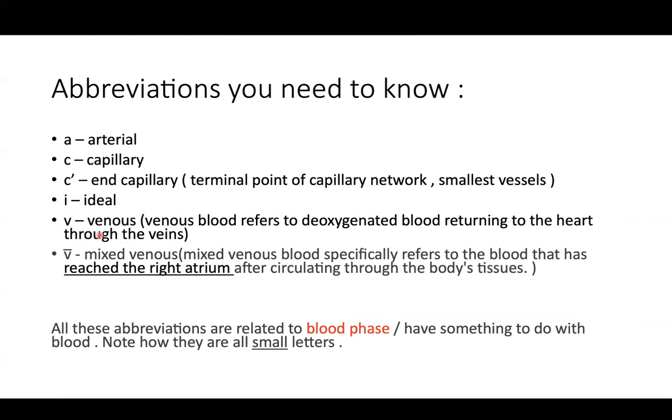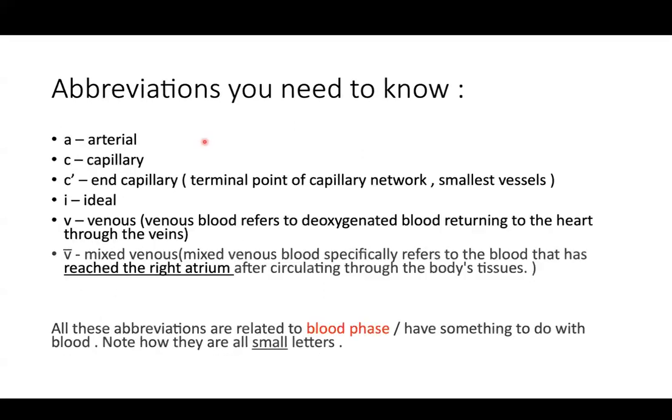Now, I added these definitions even though they were not in the lecture because people get confused between venous and mixed venous. And it's very simple. Venous blood refers to the deoxygenated blood returning to the heart through the veins. The mixed venous blood, which is V with the bar on top, specifically refers to the blood that has reached the right atrium after circulating through the body's tissues. So yes, they're very similar, but venous just means deoxygenated, but mixed venous means that it has reached the right atrium. That's the difference. And they're all small letters.